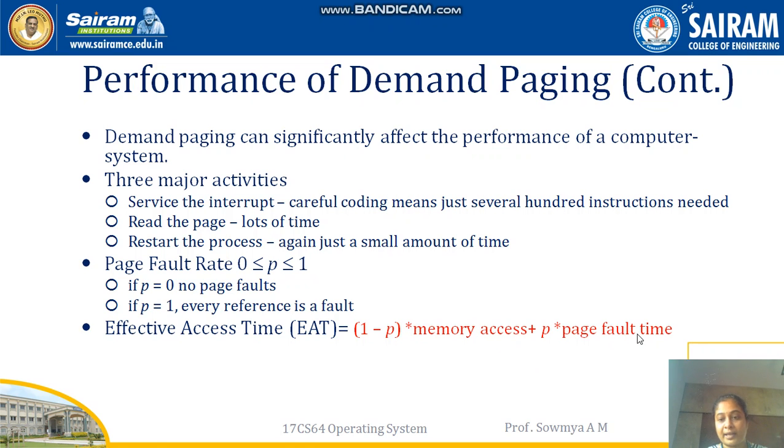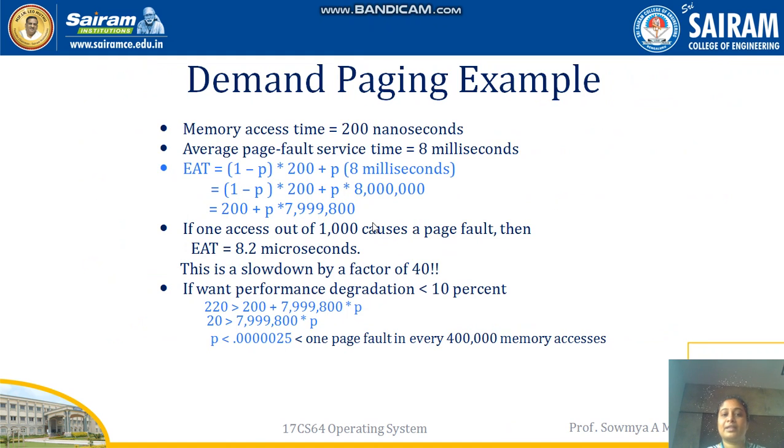If it is 1, it means a complete page fault is added to this. You have 10 instructions or 10 pages to be added. 10 into 1 will be 10. So 10 times your memory access time will be delayed, and the effective access time will be very poor. So we'll see an example of demand paging for effective access time.